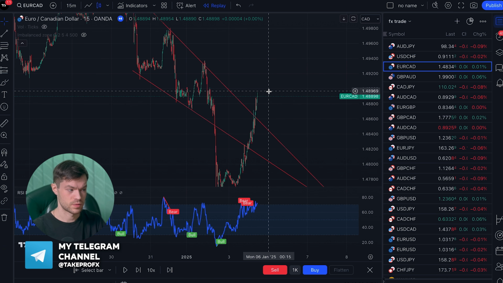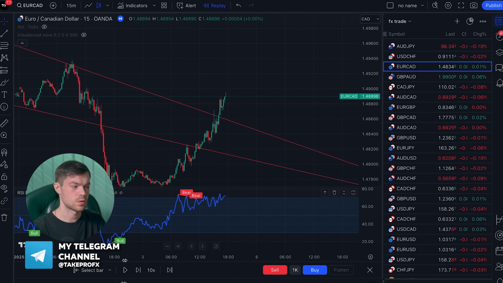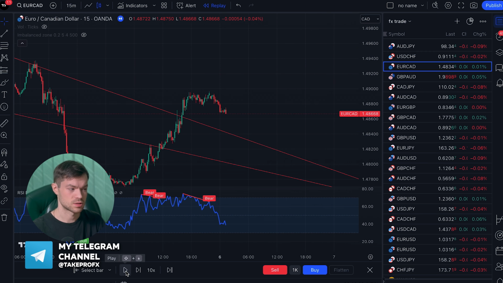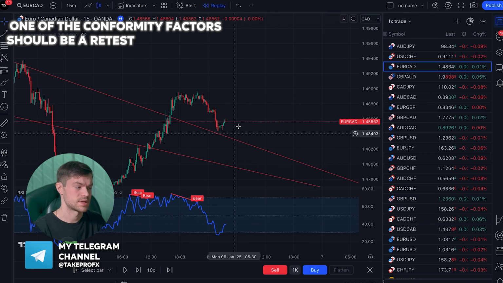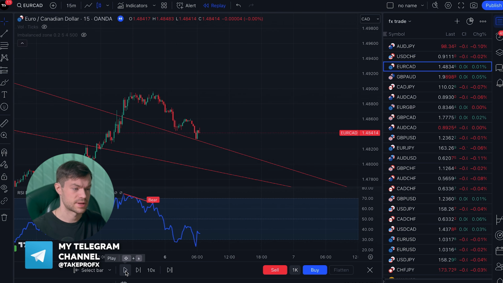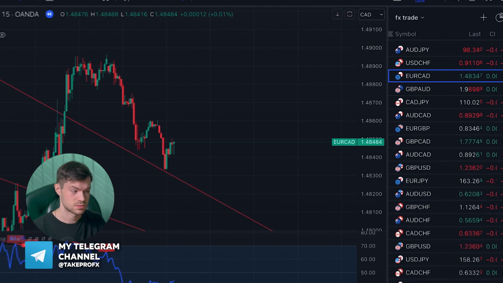In fact, we are coming out of the figure, but I always enter a trade after at least a few confirming factors, and one of the confirming factors should be a retest. So we have a retest right now. Let's see what will happen next. Here we have another retest.